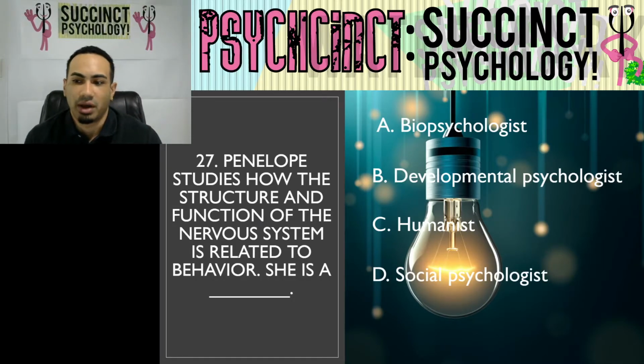Alright, well, let's start from the bottom. So social psychologists deal with social interactions between people. So there's always a group thing or more than one interaction. Humanists are more client-centered therapy for one-on-one things. Developmental is studying infancy to adolescence and the cognitive process in between that. And so we're left with biopsychologists, and that would be the correct answer because they would study the structure and function of the nervous system and how that relates to behavior.